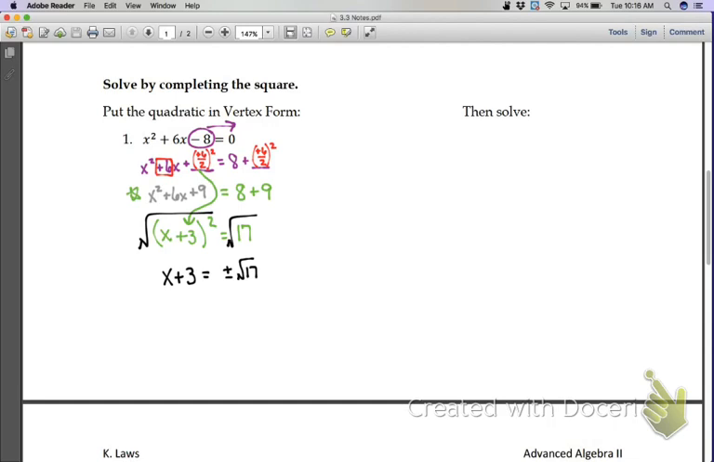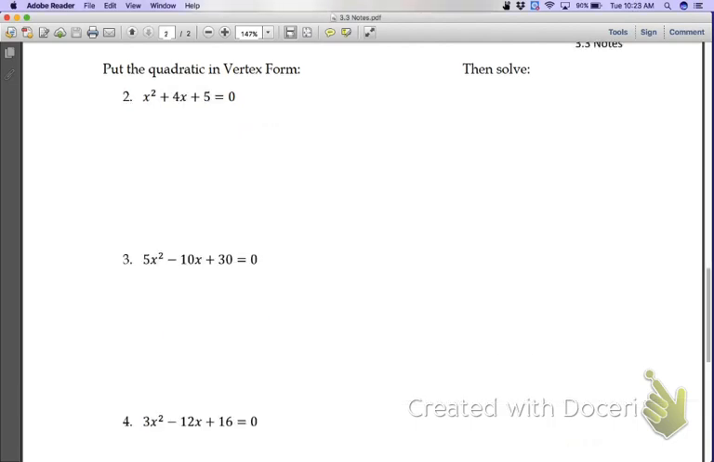Now what do I need to do? Subtract 3. X is equal to negative 3 plus or minus the square root of 17. And I am finished. Now, in some cases, you may look at it and say, okay, I don't need to do this in completing the square, or I can factor this. That's okay. If you think you can factor it, factor it.